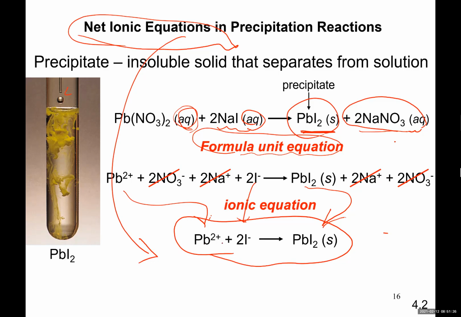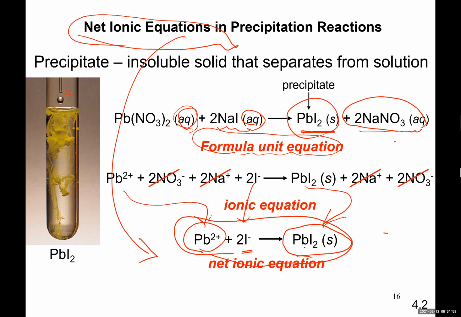Do you see Pb is in the ionic form? Now it's bonded to I2, so it has changed. So it's iodide, I-, it's in ionic form, and now it is bonded to Pb. So we call this reaction a net ionic equation. It is showing the ions which reacted and produced a new product.